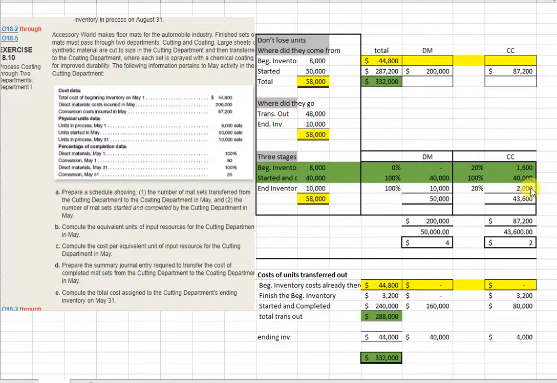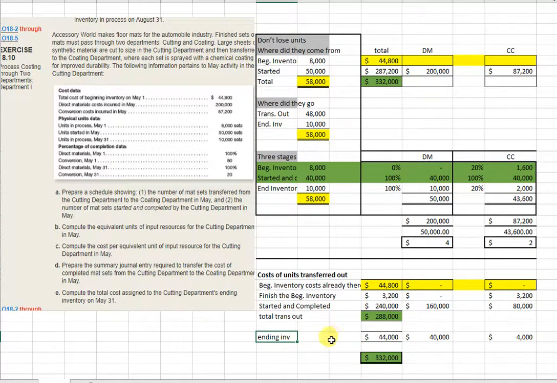All right, so now if you notice the green boxes, those are the ones that are transferred out. I transferred out beginning inventory and I transferred out what I started and completed. And these 10,000 units are left in ending inventory. So notice right here, what I have is 2 lines for beginning inventory and 1 line for started and completed, and that's my total transferred out. So beginning inventory and started and completed, and then I have 1 line for ending.